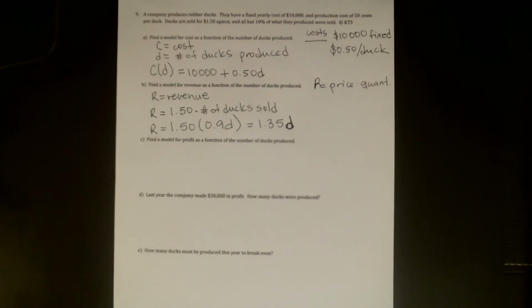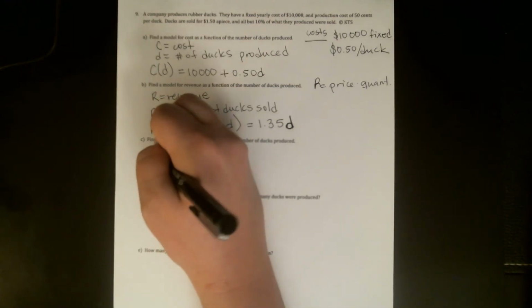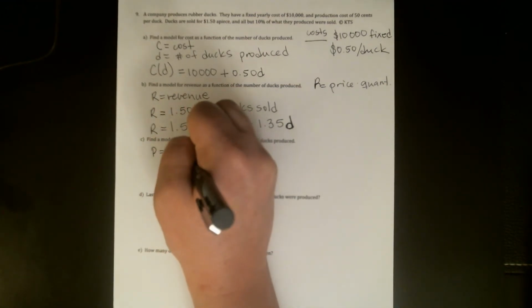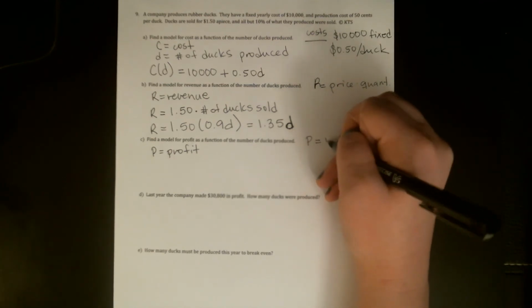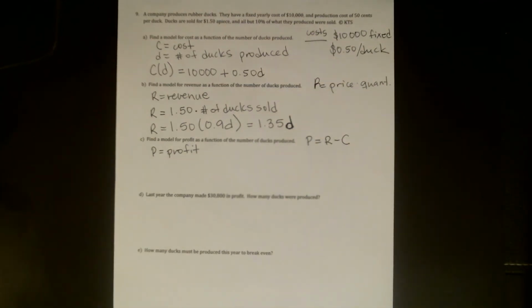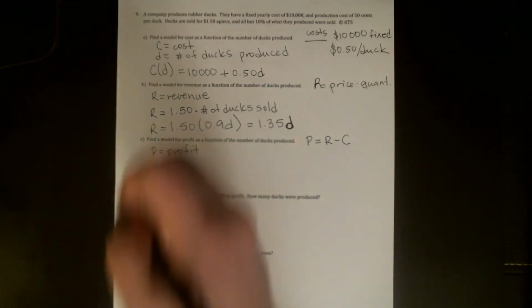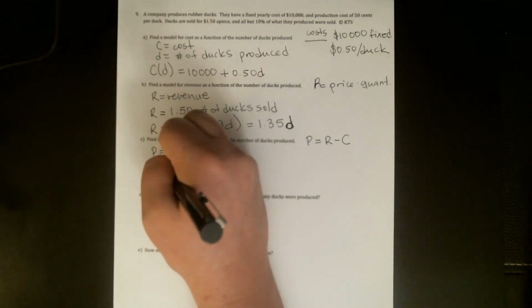Okay, next part, find a model for profit as a function of the number of ducks sold. So if we say P is equal to our profit, this is another one you want to keep in the back of your head. Profit is equal to revenue minus cost. So this is how far ahead we actually end up being. We've already got revenue and cost equations, so we really just need to put those together.